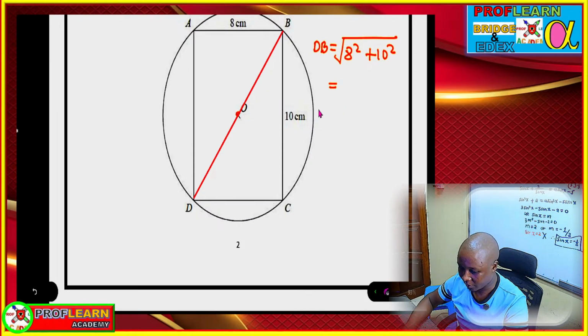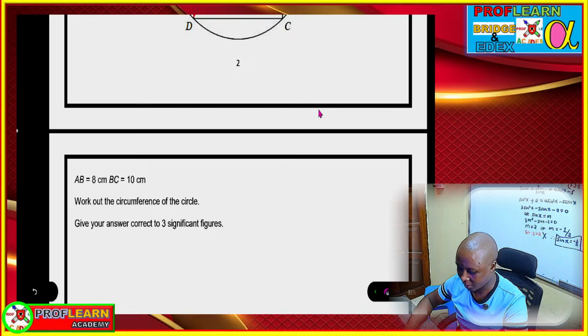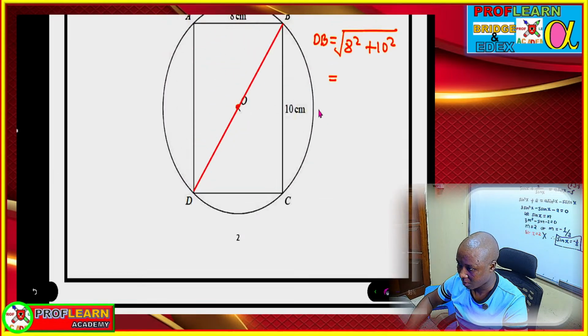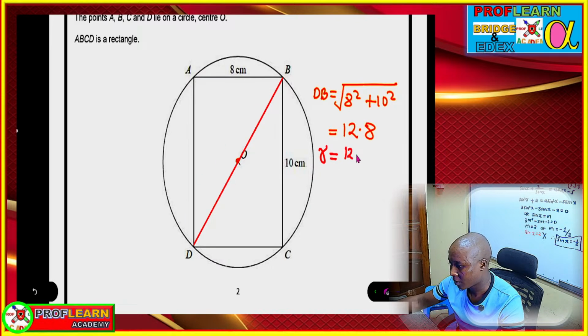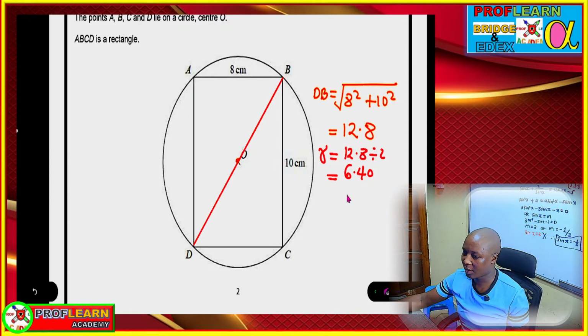Let's check how many significant figures we are supposed to give. 3 significant figures. So my DB is going to be 12.8. Then the radius is going to be half of DB, so this is going to be 12.8 divided by 2, which is going to be what? 6.40. That is the radius.